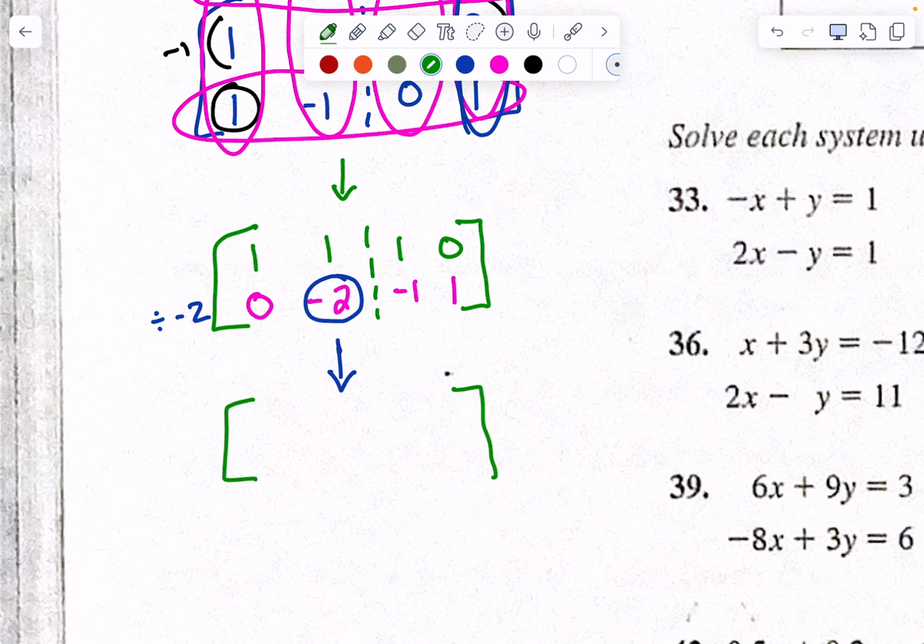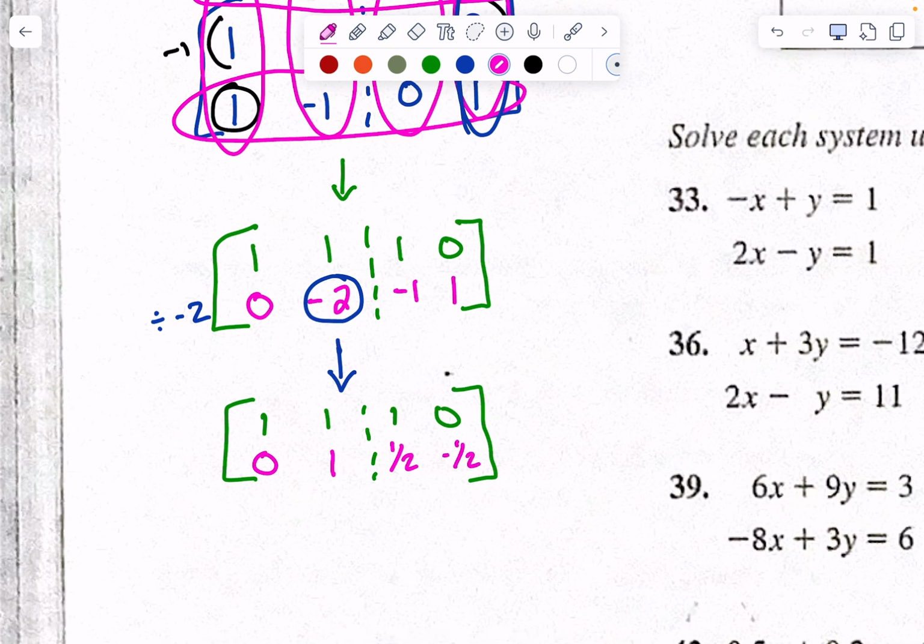Okay, that top row is just going to chill. He's going to be 1, 1, 1, 0. We're not doing anything with him yet. But the bottom row, if I take him divided by negative 2, 0 divided by negative 2 is still 0. Negative 2 divided by negative 2 is 1. Negative 1 divided by negative 2 is just 1/2. And positive 1 divided by negative 2 is negative 1/2. So that's what he becomes.